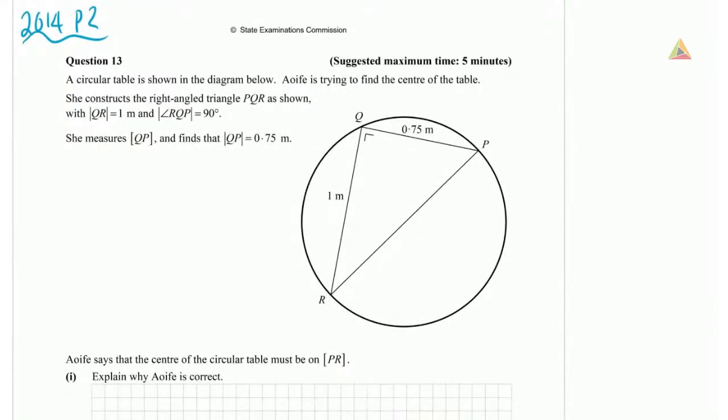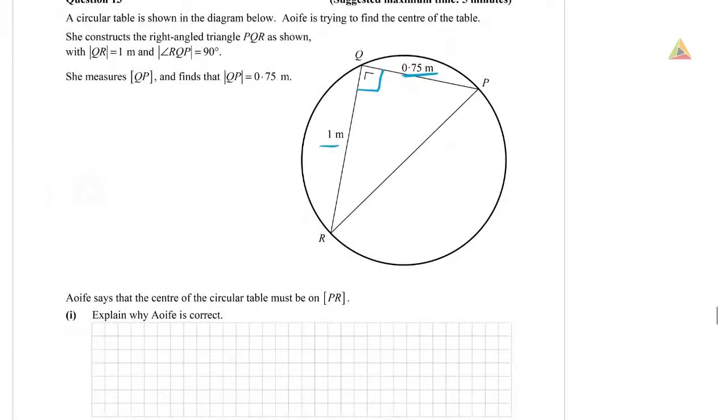Okay, a circular table is shown in the diagram below. Aoife is trying to find the centre of the table. She constructs the right angle triangle PQR as shown. QR is 1 metre, which is demonstrated here. The angle RQP is 90 degrees, which is denoted here by the right angle. And she measures QP and finds that the length of QP is 0.75 metres. Okay, so Aoife says that the centre of the circular table must be on PR. Explain why Aoife is correct.